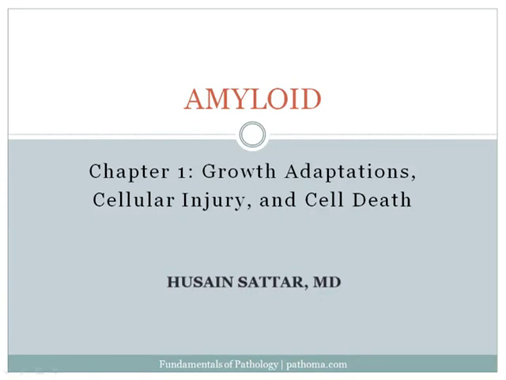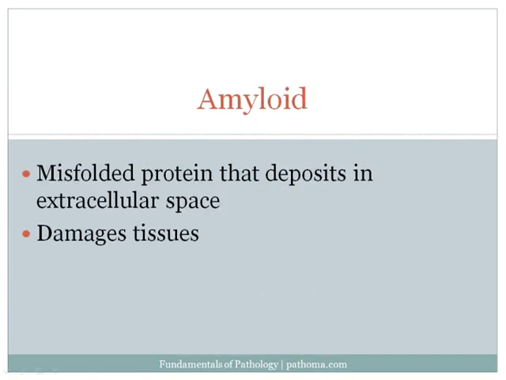The final section of Chapter 1 of your text is a discussion of amyloid. Amyloid is important to discuss in this particular sequence because it is another mechanism by which cells can become injured, and we've obviously been talking about cellular injury and cell death. Amyloid is one way by which cells can become injured and eventually die because amyloid has the ability to damage tissues.